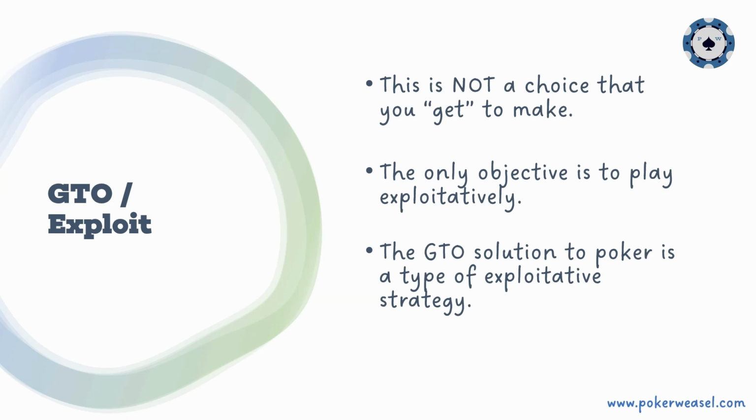It's often made out that GTO poker and exploitative poker are two different sides of the same coin, whereas the reality is they actually occupy the same side of the coin because GTO poker is actually a type of exploitative poker. It's the maximum exploit strategy against an opponent who's playing a perfect Nash strategy. If we now imagine that we have an opponent who's not playing a perfect strategy, and by the way, this refers to every poker player ever.